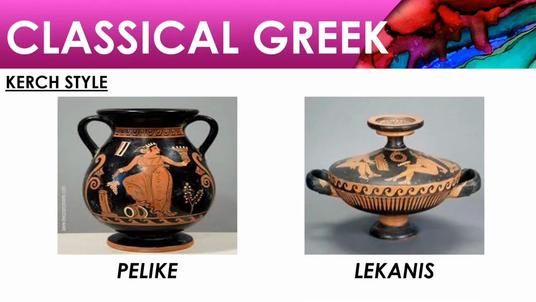Lekanis is a low bowl with 2 horizontal handles and a low broad foot that was generally used as a cosmetic container or as a gift for brides, given by their fathers on their wedding day and filled with trinkets.